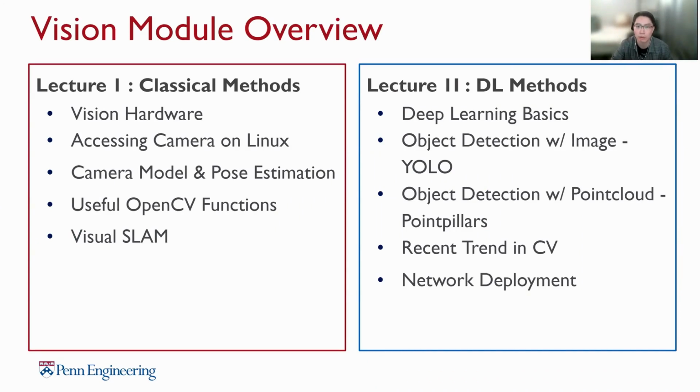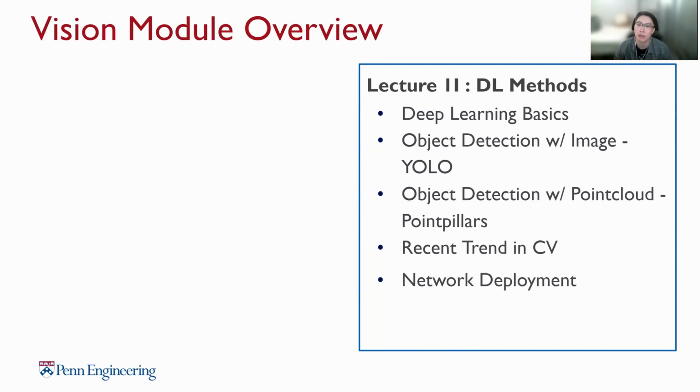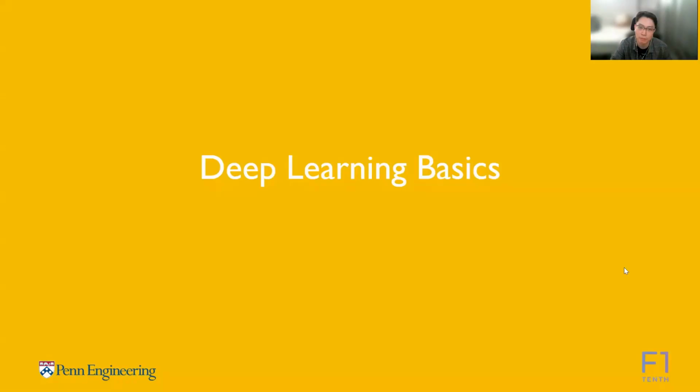In this lecture, we'll first go through some deep learning basics. I know many of you have learned deep learning to different levels. So for those who are not familiar with this topic, I'll talk about some concepts so that we can get started for the two case studies of object detection. First is YOLO. The second is object detection with point cloud input, PointPillars. Then I will talk about two topics in the recent trend of computer vision. And last but not least, I'll talk about network deployment.